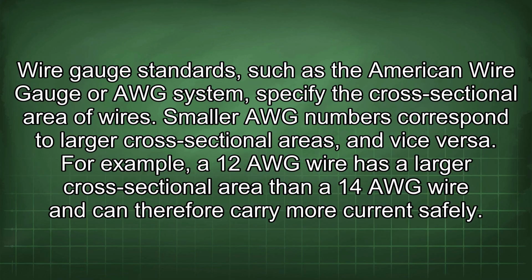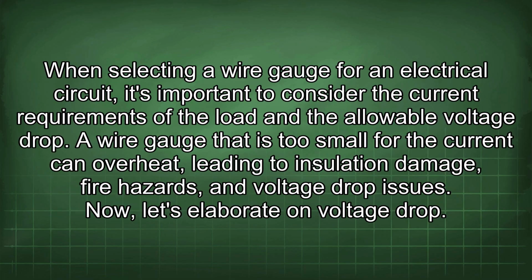Smaller AWG numbers correspond to larger cross-sectional areas, and vice versa. For example, a 12 AWG wire has a larger cross-sectional area than a 14 AWG wire and can therefore carry more current safely. When selecting a wire gauge for an electrical circuit, it's important to consider the current requirements of the load and the allowable voltage drop. A wire gauge that is too small for the current can overheat, leading to insulation damage, fire hazards, and voltage drop issues. Now let's elaborate on voltage drop.